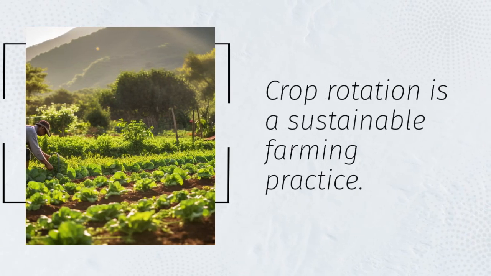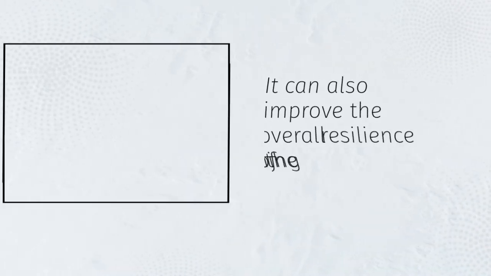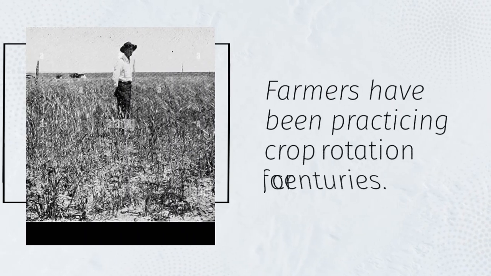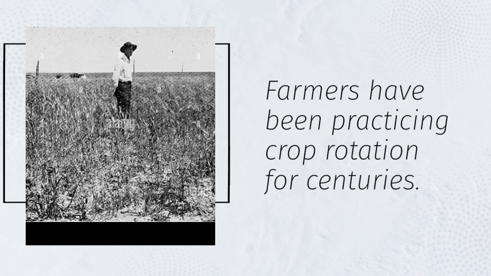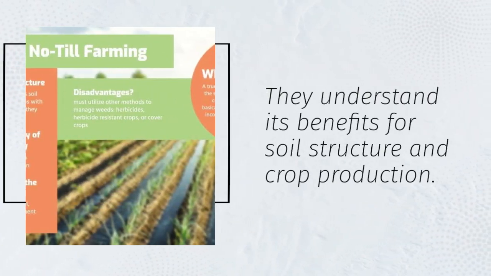Crop rotation is a sustainable farming practice. It helps maintain soil health and biodiversity. It can also improve the overall resilience of the farming system. Farmers have been practicing crop rotation for centuries. They understand its benefits for soil structure and crop production.